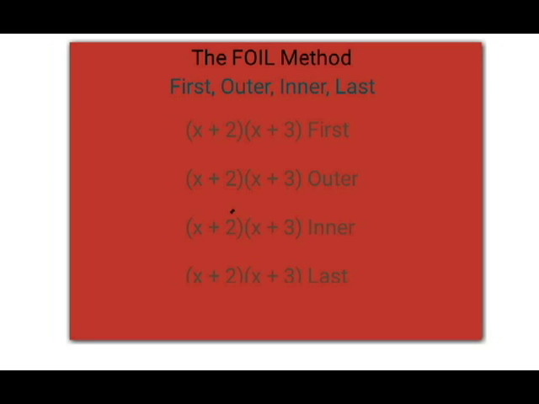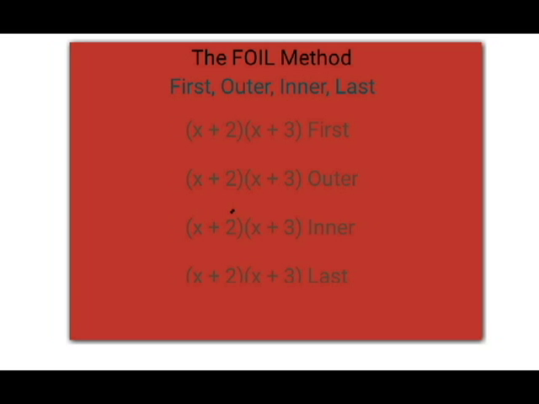In example 2, we use distributive property to find the product of two binomials. I'm going to introduce something called the FOIL method. The FOIL method is an easy way to multiply without having to do so many steps. FOIL is an acrostic for first, outer, inner, last.